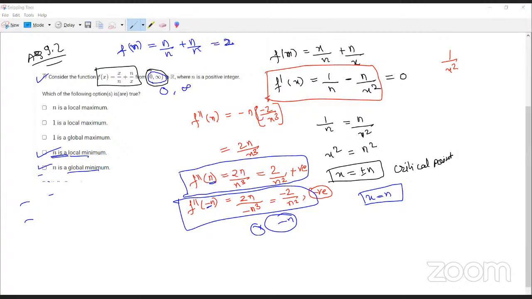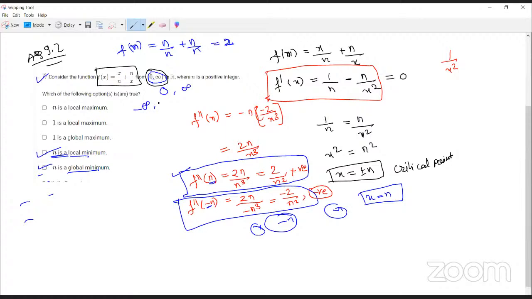Sir, one question. Suppose the f double dash value is negative at minus n. Where f double dash of n is positive, that is the local minima. If it comes negative, but here we are taking the domain in the positive sense, can we consider the minus part or not? No. Minus n is not in the domain of this particular function. Here you can see 0 to infinity.